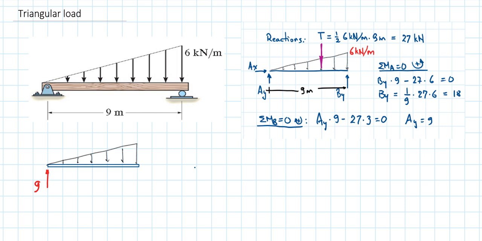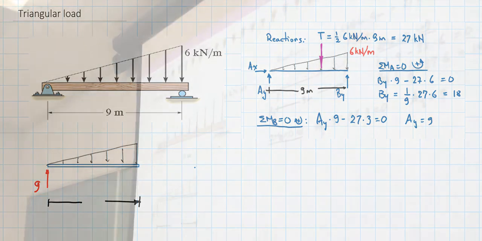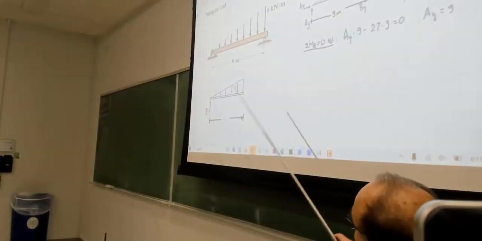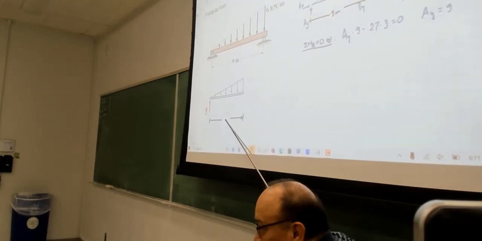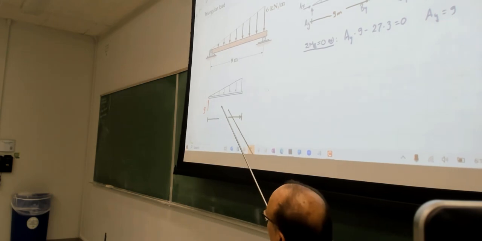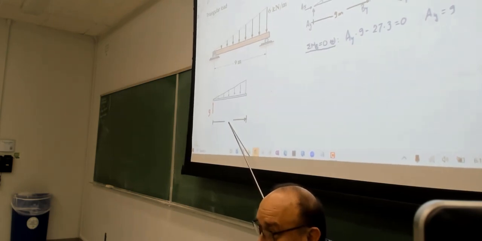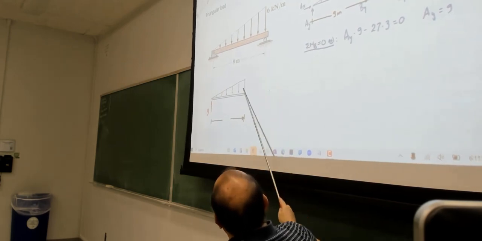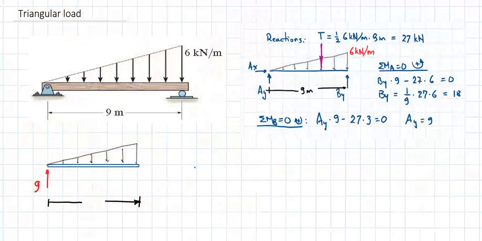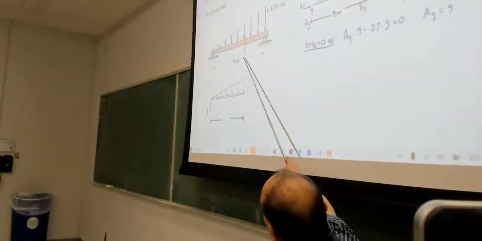You put the dimensions that you know, for example. What do I write here? 9 meters. No, 9 is not the way I put here. This is my cut. Let me help you. I am doing a cut here, right? Yeah. I am doing a cut here. So this is what?